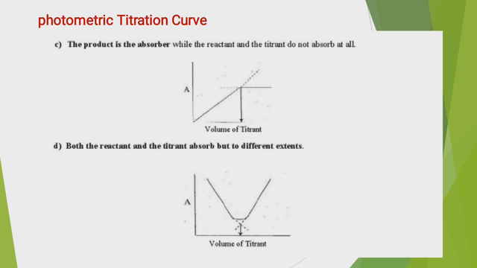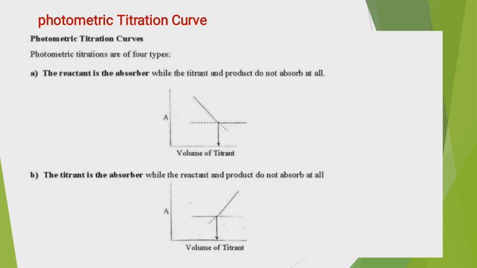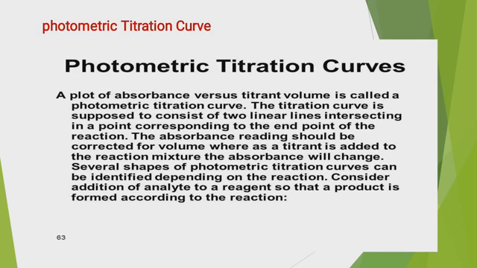And the fourth type of photometric titration curve is where both the reactant and the titrant absorb, but to different extents. So we get a bell-shaped curve, and such a type of photometric titration curve is obtained. This is about the principle. A plot of absorbance versus titrant volume is called a photometric titration curve.